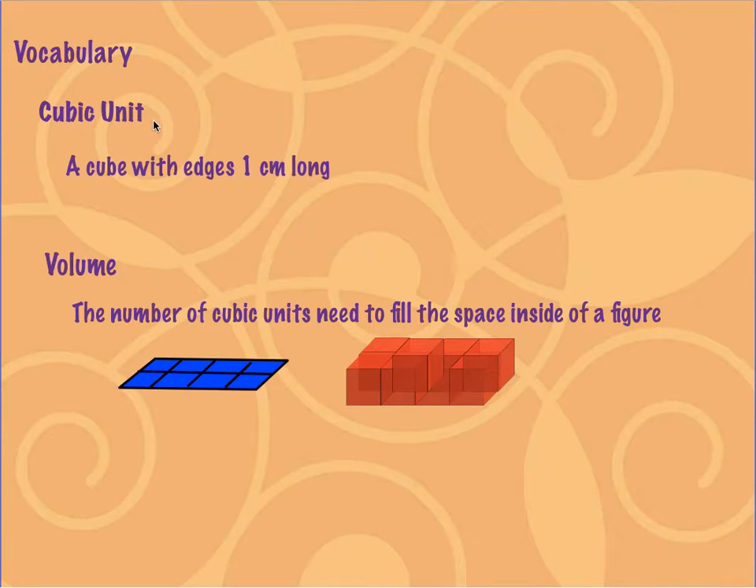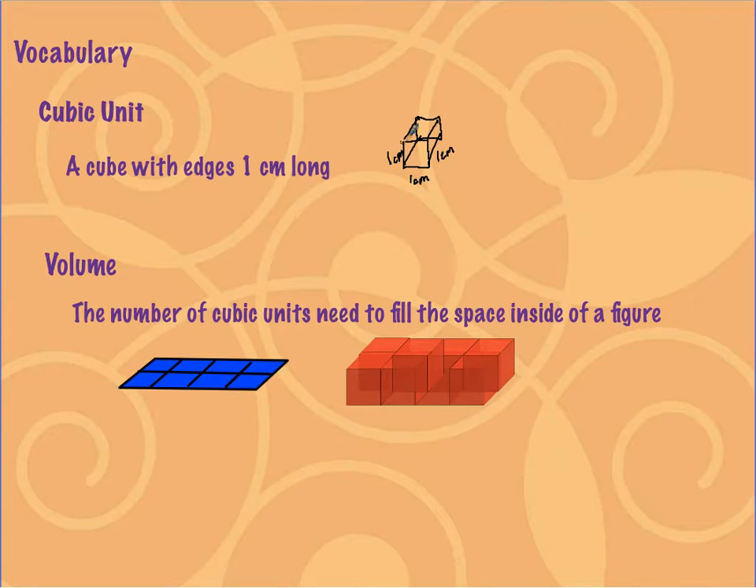We have cubic unit. A cubic unit is a cube with edges that are 1 centimeter long. So in this case, if you're to draw a cube, this is a very rough sketch. Okay, and this is 1 centimeter, this is 1 centimeter, and the height is 1 centimeter. All right, so that is a cubic unit.